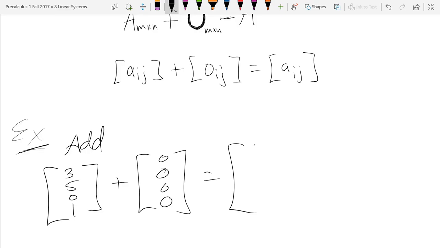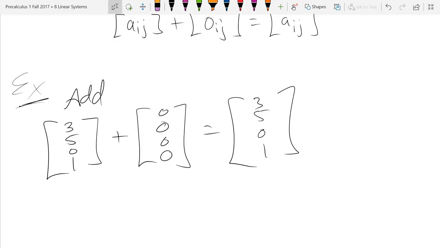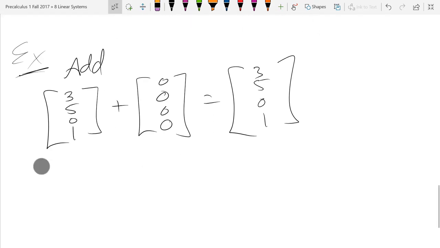So 3 plus 0 is 3, 5, 0, 1. So that's the additive identity in action. Not very exciting. You just need to make sure your dimensions match up, and this matrix won't change anything.